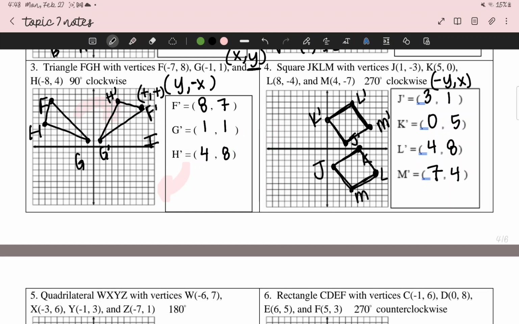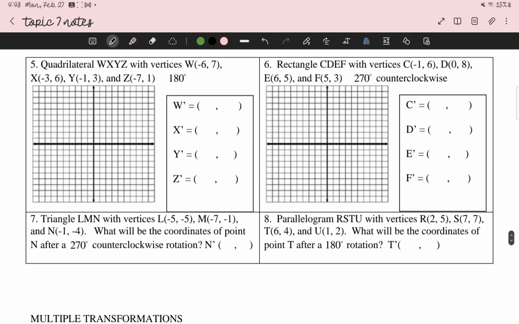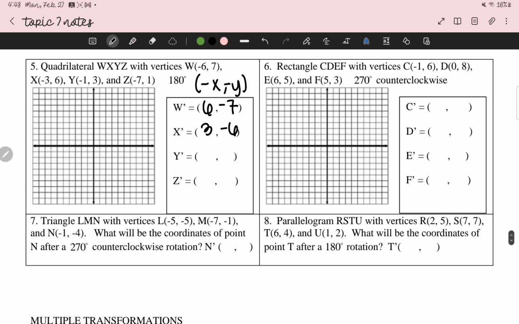Okay, so moving on to number 5. So we have 5, 6, 7, and 8, and we should be good. So this quadrilateral, we're doing a 180. So I know with 180, it's just gonna be like this, where everything is opposite. So W prime is 6, negative 7. X prime is 3, negative 6. And you see they're all matching where I have positive, comma, negatives. 1, negative 3, and 7, negative 1. And I just have to graph them, and we are good to go there.